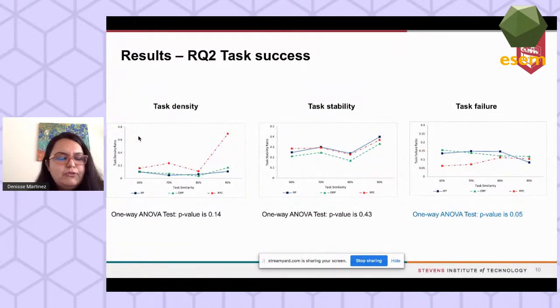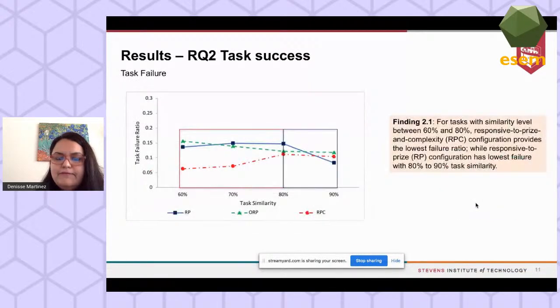And question number two was regarding task success. And we studied task density, task stability, and task failure. Unfortunately, for task density and task stability, we didn't have a significant difference between these three patterns. And it was only significant for task failure. So we have a short time, so I'm going to talk about task failure.